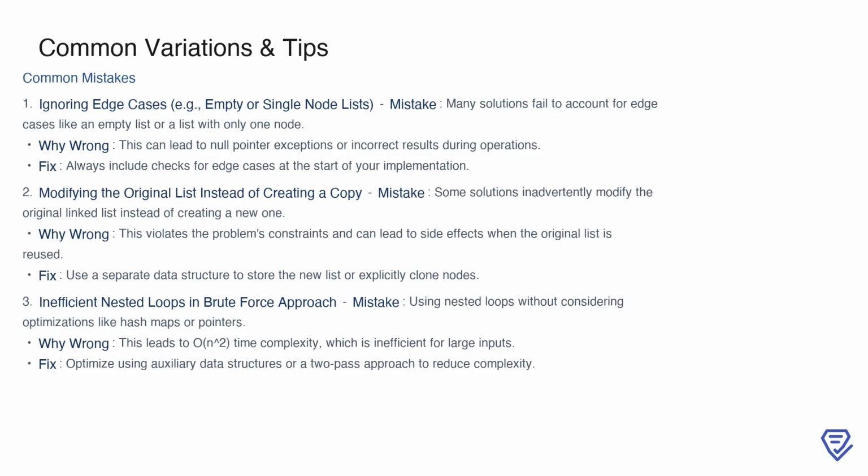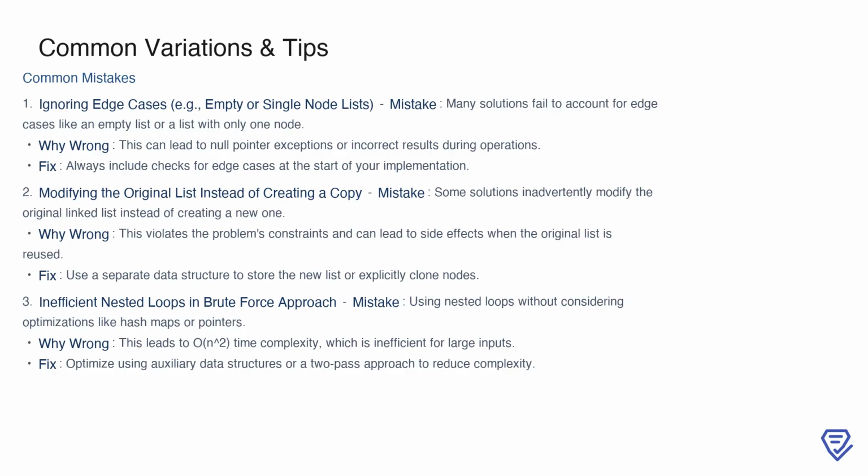Another frequent mistake is modifying the original list instead of creating a separate copy. This violates the problem constraints and can introduce side effects when the original list is reused. A good practice here is to use a separate data structure or explicitly clone each node.